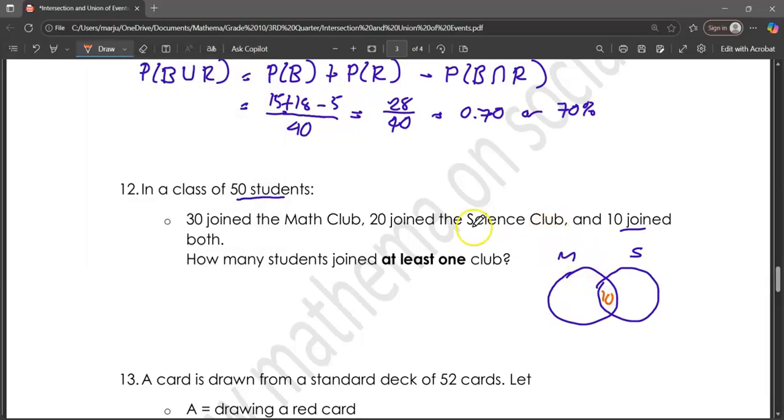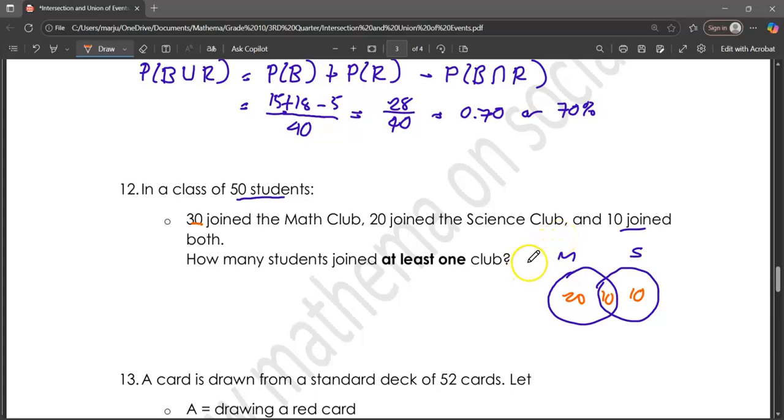So ang math natin maiwan will be 10 only, right? Ano? 20. That's 20. 20 plus 10 is 30. Then we have 20 joined the science club. So this is 10 as well. Now, the question is asking us how many students joined at least one club. So when you say at least one club, how do we get that?